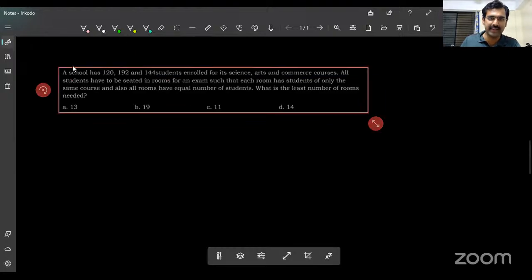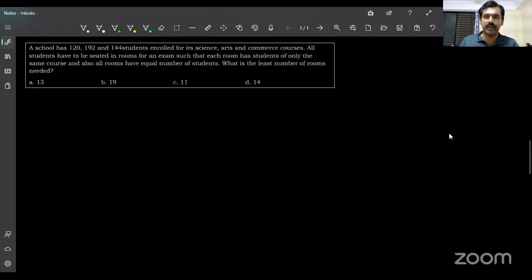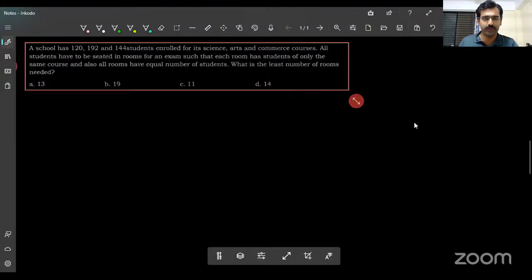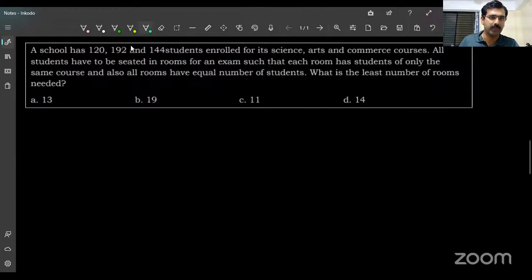Again, let's get more clarity on this category of questions with this example. I'd request all the participants to pay attention to this question. What does it say? Let's have a look at that. So there is a school. It has 120, 192, and 144 students enrolled for its science, arts, and commerce courses. There are 3 courses: science, arts, and commerce. In science, there are 120. In arts, there are 192. And in commerce, there are 144 students.